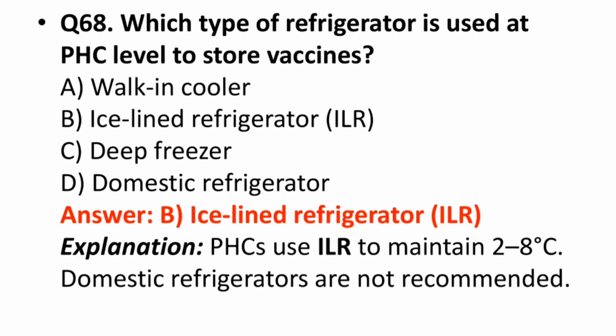Which type of refrigerator is used at PHC level to store vaccines? Option A walk-in cooler. Option B ice lined refrigerator. Option C deep freezer. Option D domestic refrigerator. The correct answer is option B, ice lined refrigerator. PHCs use an ice lined refrigerator to maintain 2 to 8 degrees Celsius. Domestic refrigerators are not recommended.